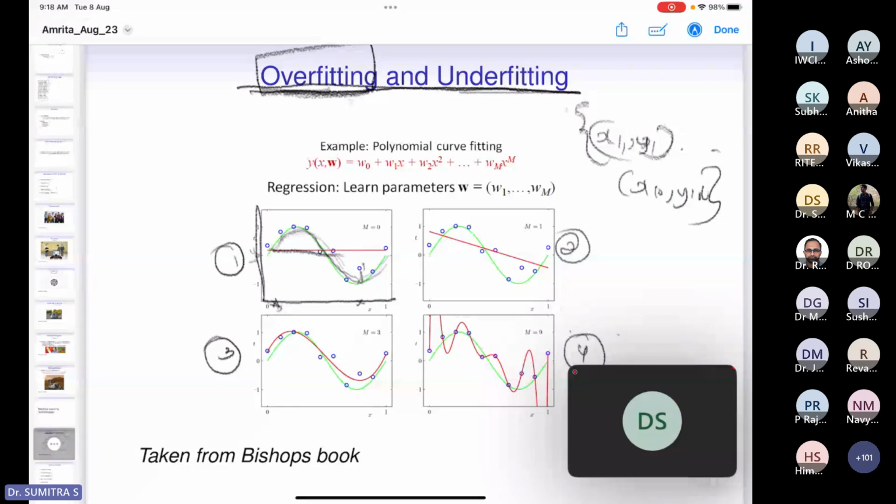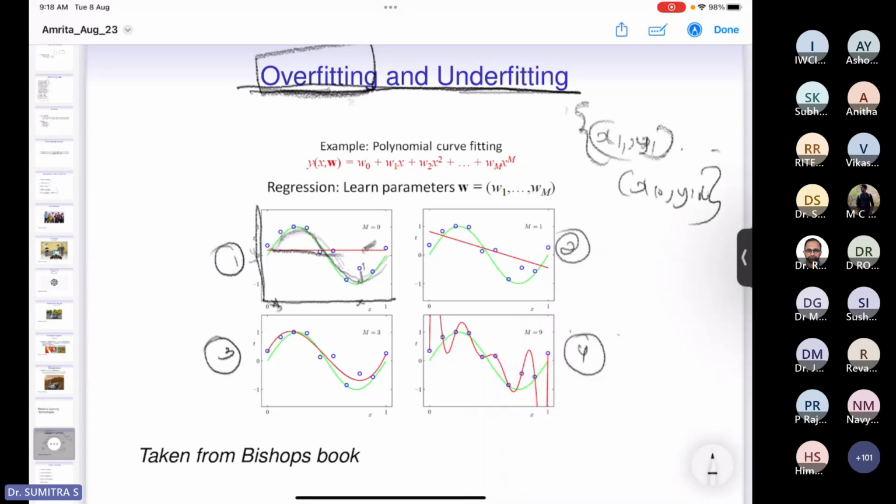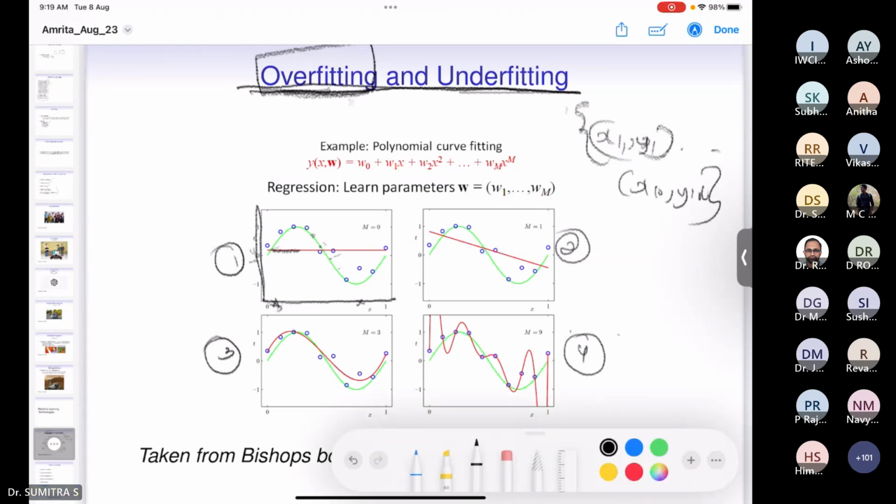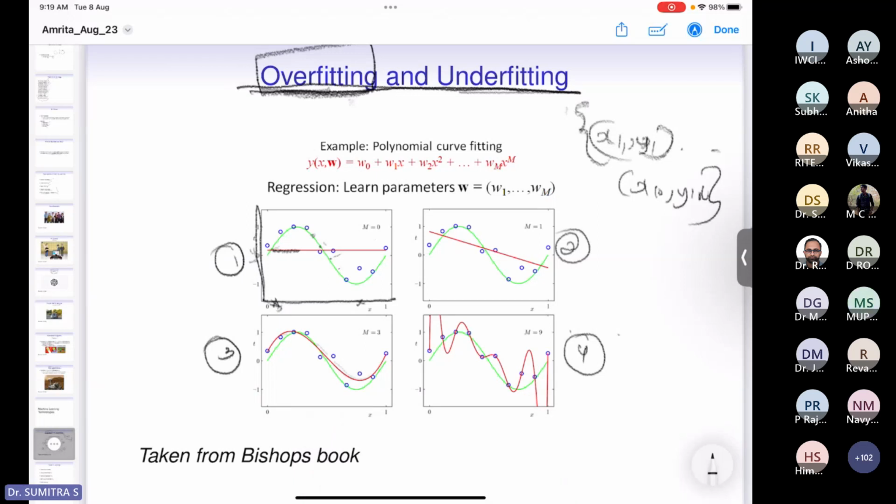And this is the true function. The second person says this is the true function. For the third person, this is the true function. And the fourth person says this is the model. So 4 different persons, 4 models. You can see the red ones are the models developed by the 4 different persons, and the blue one is actually the true function.